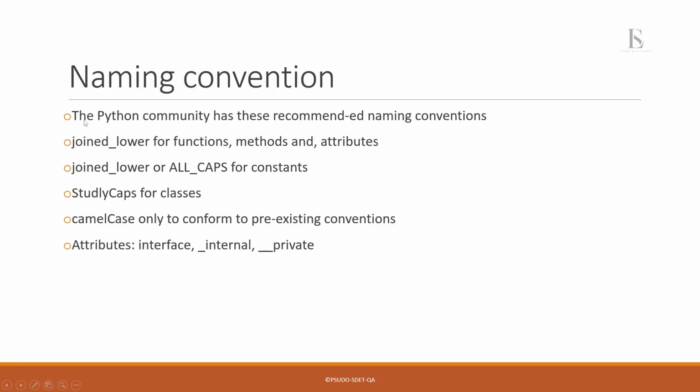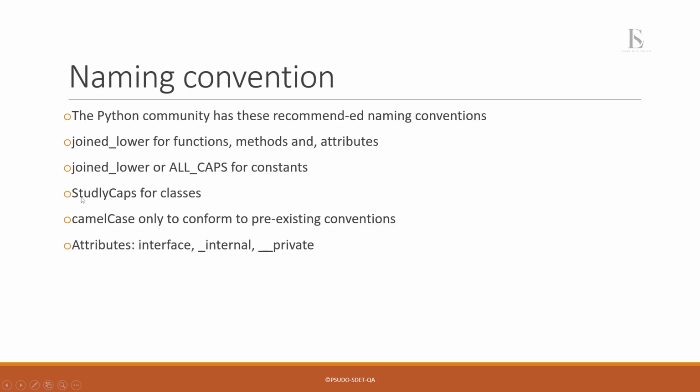Okay. Now for naming convention in Python, functions and methods should be named with words joined by an underscore. So it should be in lowercase and joined using an underscore. And for all constants, it's the same.